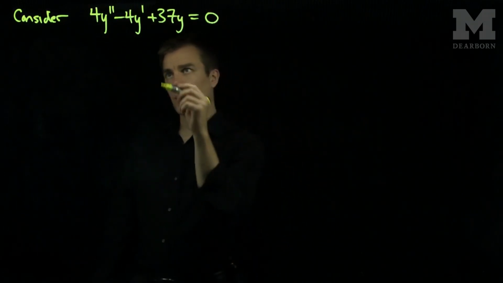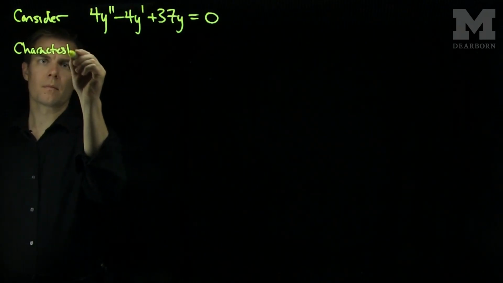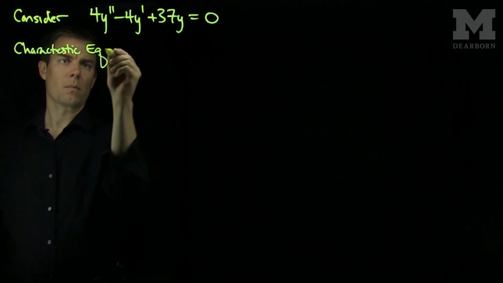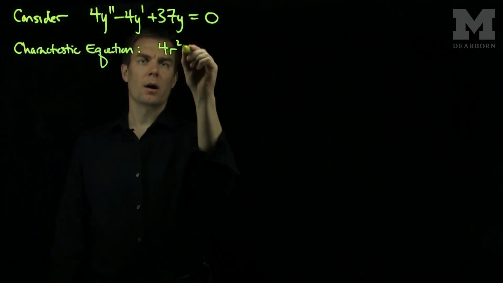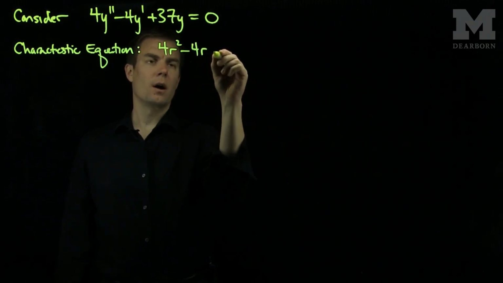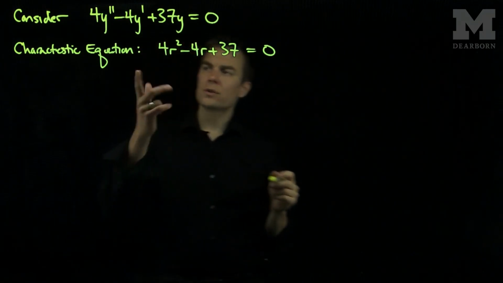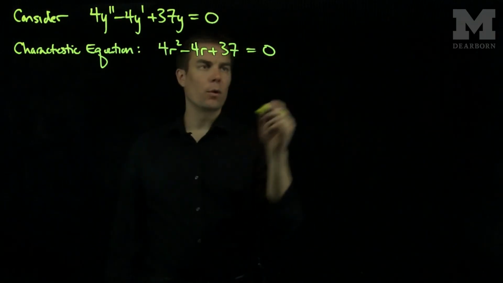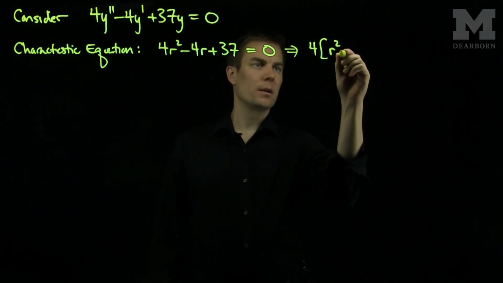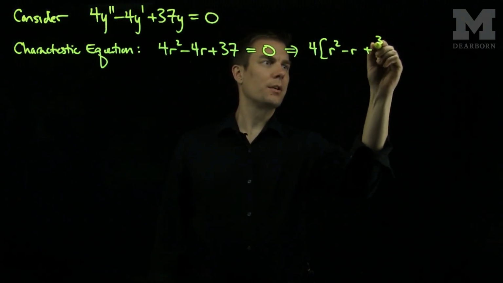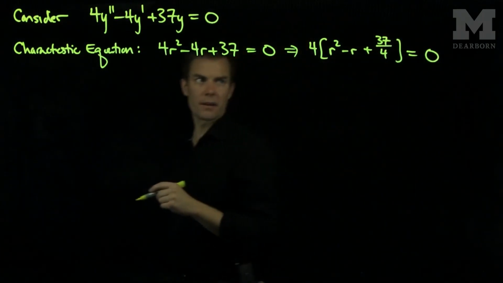The characteristic equation of this problem is 4r squared minus 4r plus 37 equals 0. We'll solve this by completing the square. We'll pull out a 4, and then we'll have r squared minus r plus 37 over 4 equals 0. We'll cancel out that 4.